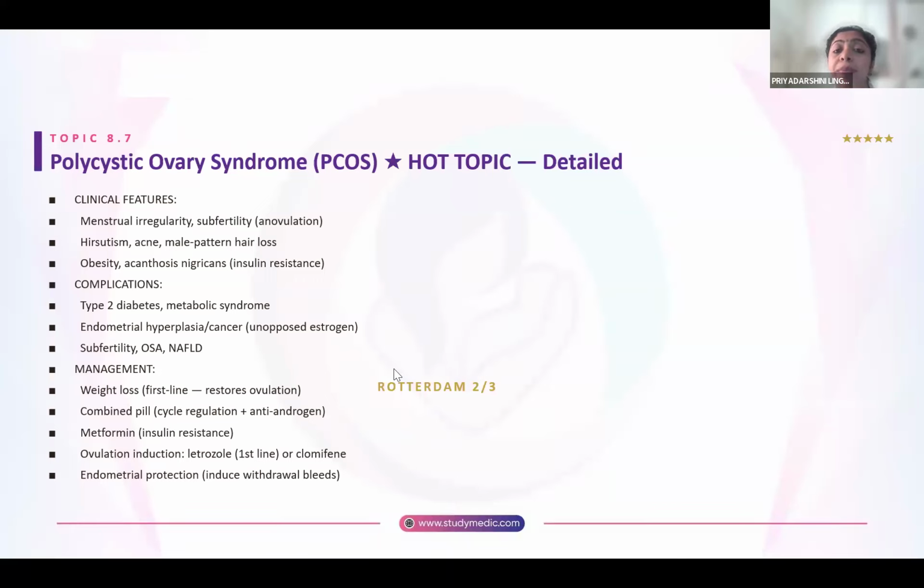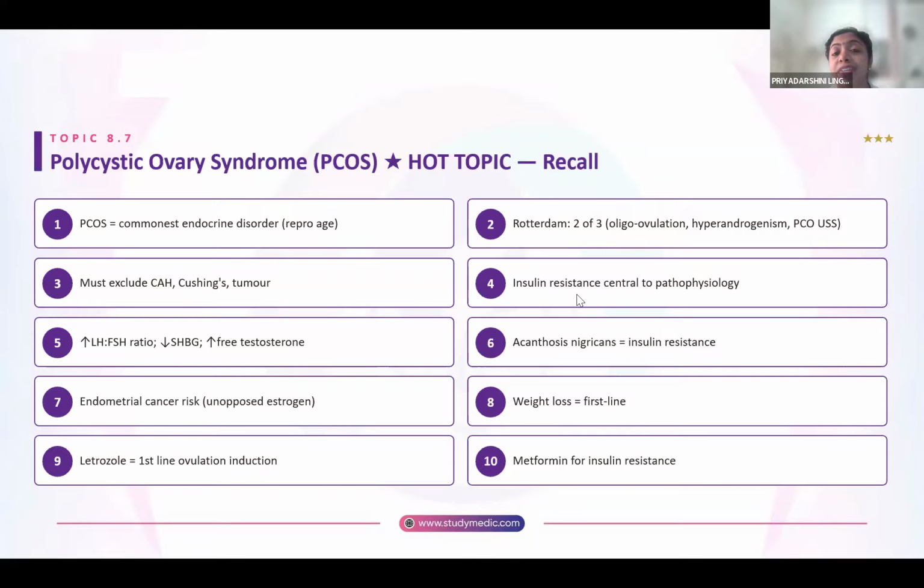What is the most common endocrine disorder of reproductive age? It is PCOS. Diagnosis is with Rotterdam criteria. 2 out of 3 must be present. And what are the 3? It is your menstrual disturbance, oligo or anovulation, hyperandrogenism, which is either clinical or biochemical, and your ultrasound picture. You have to rule out other important factors like Cushing's, adrenal tumors, ovarian tumors, and congenital adrenal hyperplasia before you finalize your PCOS.